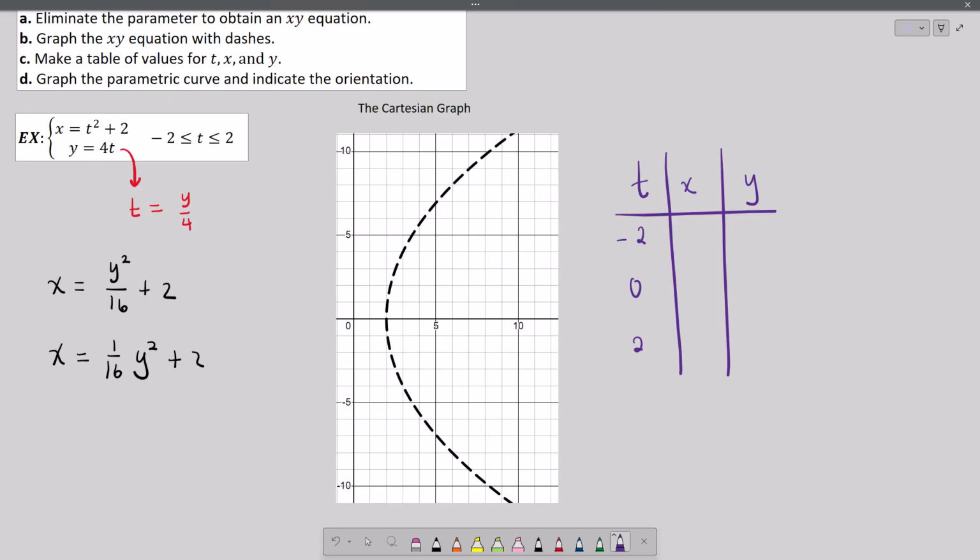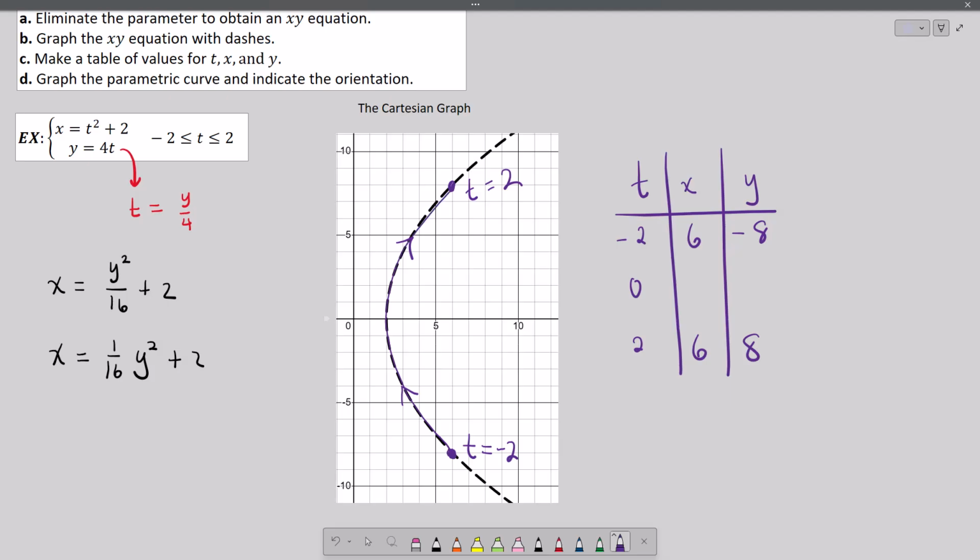So we plug in -2 here, we get 6 for x. -2 here, we get -8 for y. So 6, -8, here's where we are when t is equal to -2. And if we plug in +2, we're going to get 6, 8. So with this curve right here, we know that we are going this direction, that direction. We know we're going that way, and we know the curve is going to be that.